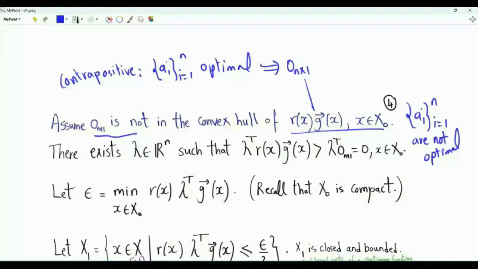To prove this, we will use a result from convex analysis. If there is a set S, a subset of the n-dimensional space, set S is non-empty, closed, and convex. There is a point v that is not in the set.